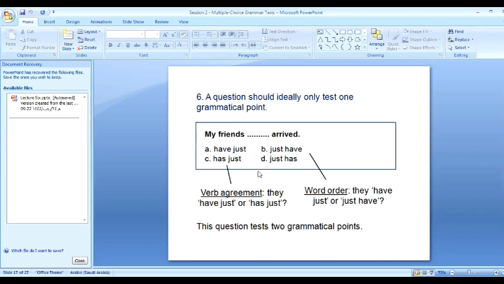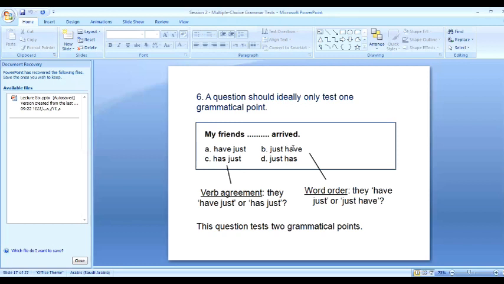Number 6, a question should ideally only test one grammatical point. We can't test two things. So my friends have just arrived. My friends has just arrived. So A and C, this is testing verb agreement. We know that the plural goes with have and the singular goes with has. This is testing verb agreement.